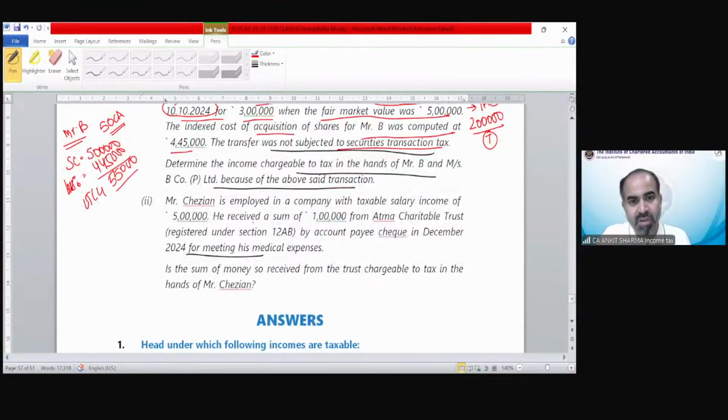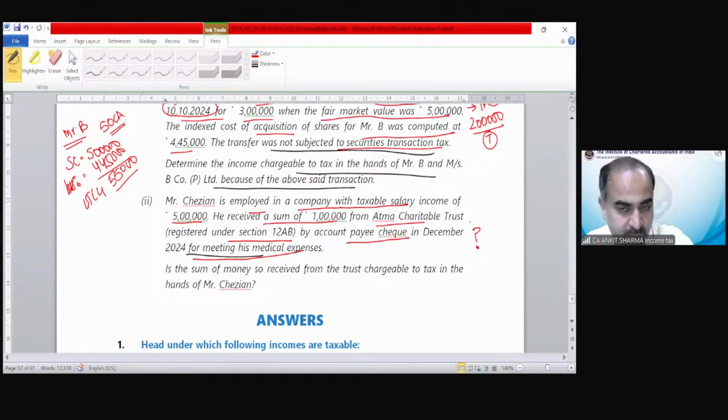The second point: Mr. Shazin is employed in a company with a taxable salary of 5 lakh. He received a sum of 1 lakh from Atma Charitable Trust, registered under section 12AB, by account payee check in December 2024 for meeting his medical expenditure. Is it going to be taxed or not? We have gone through the provision of this concept also under income from other sources. What would be the correct answer, students?